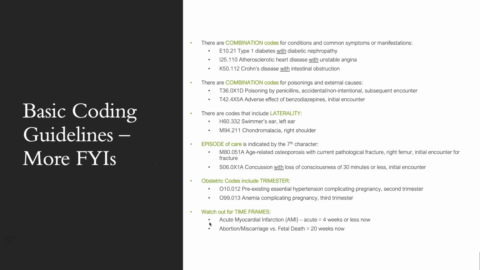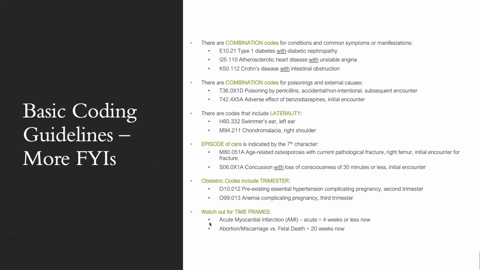Okay, combination codes. There are some combination codes that put things together, which is helpful because then you have one code that includes it. A good example is the middle one here, I25.110, atherosclerotic heart disease with unstable angina. You don't code them separately because there is a combination code, because it's a common condition with that manifestation.